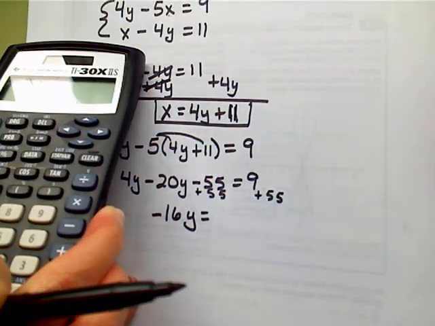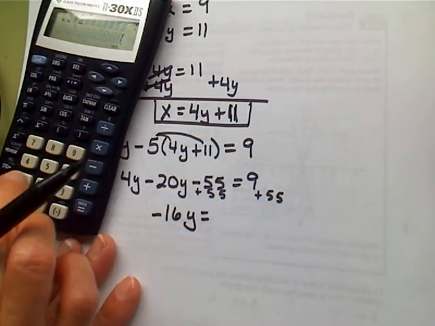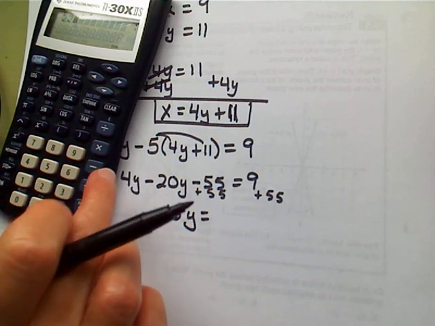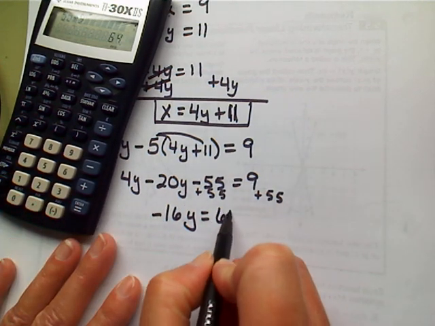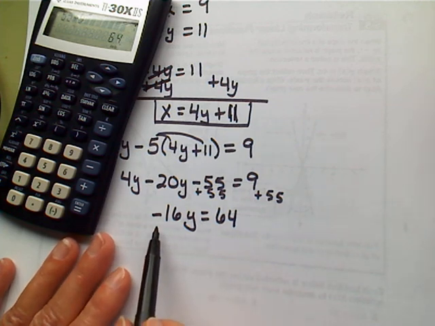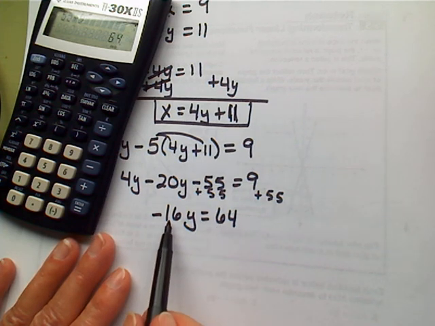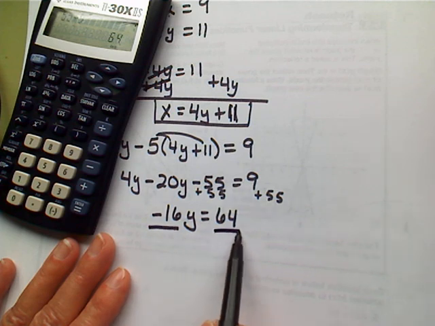And I don't want to make mistakes, so I always go to my calculator. Smallest mistakes always get us. So 55 plus my 9 will give me 64. And then I'm going to divide by negative 16, right? Because right now that variable is being multiplied. So I'm going to divide both sides by negative 16.